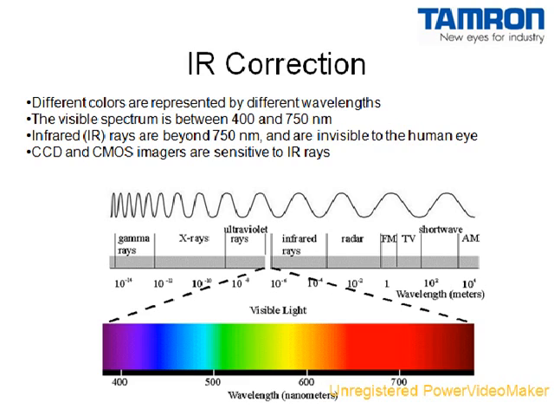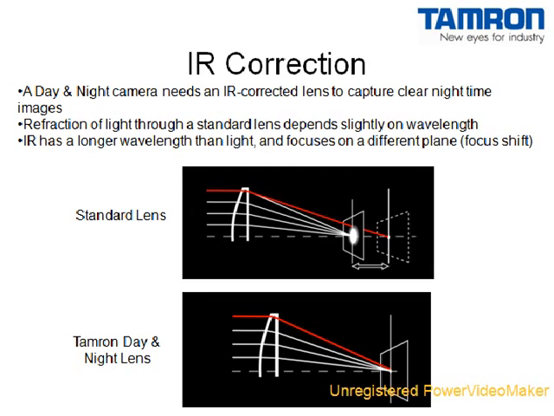Although IR rays are invisible to the human eye, most CCD and CMOS imagers are sensitive to IR rays up to about 1000 nanometers. If you are using a day and night camera and require clear images in infrared illumination, you will need an IR-corrected lens to go with your camera.